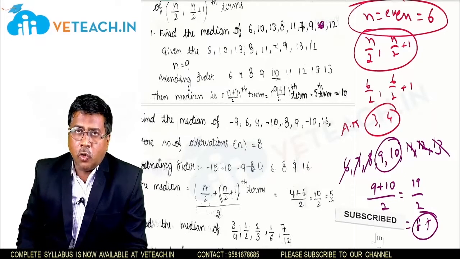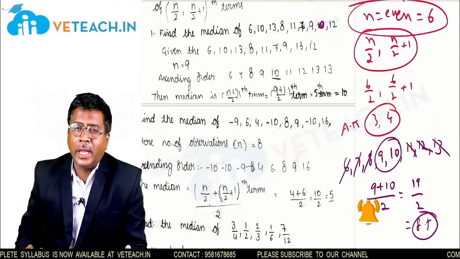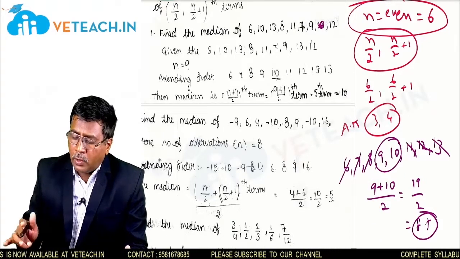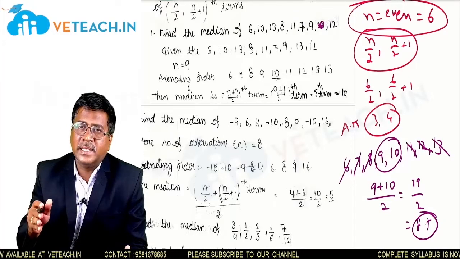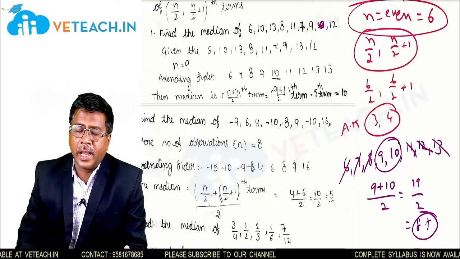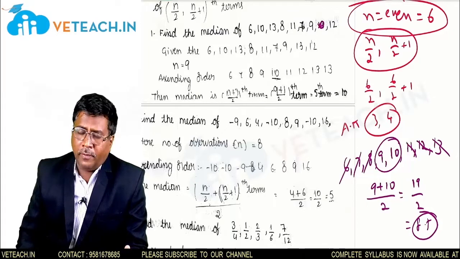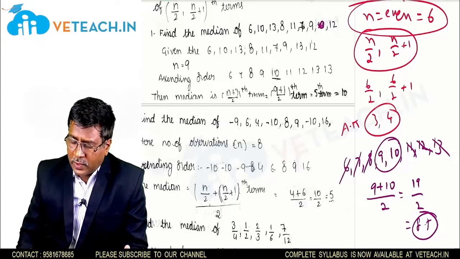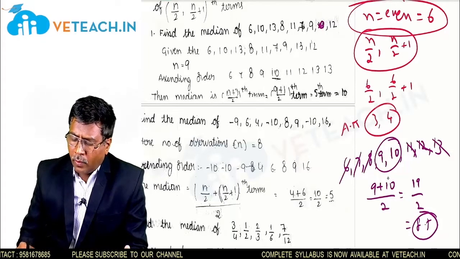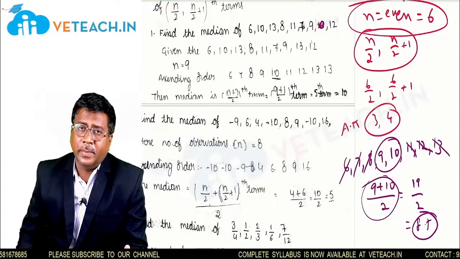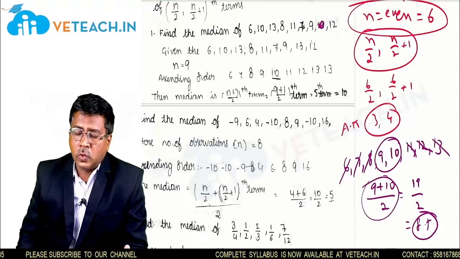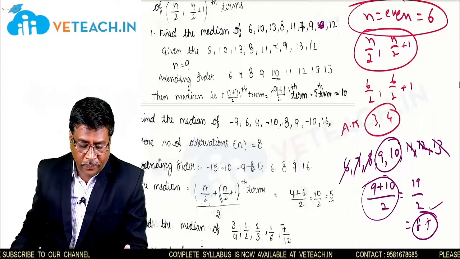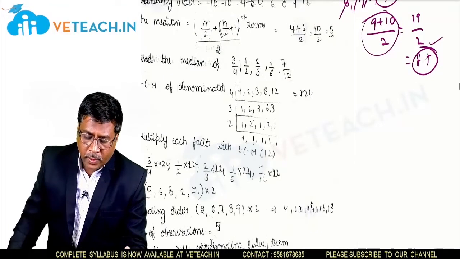So this is about ungrouped data. First of all, arrange in ascending or descending order, whichever it may be. If n is odd, the value exactly in the middle is the median. If n is even, take the arithmetic mean of the two middle terms, and that is the median. Please all of you note this.